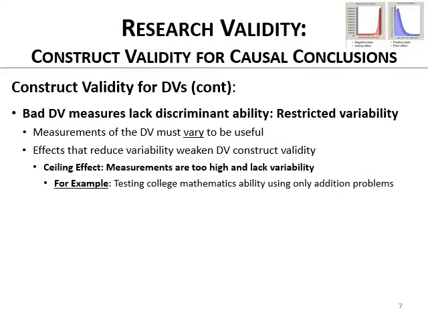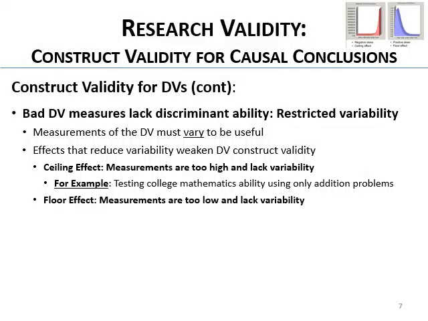So, for example, what if, for whatever ridiculous reason, you're doing a study with college students, and you test their mathematics ability in your study, and your operational definition for that is just a bunch of simple addition problems. Well, they're all going to do really well, and whatever your independent variable was, you're not going to be able to detect differences anyway, because everyone's just going to do great. You're going to have a ceiling effect.